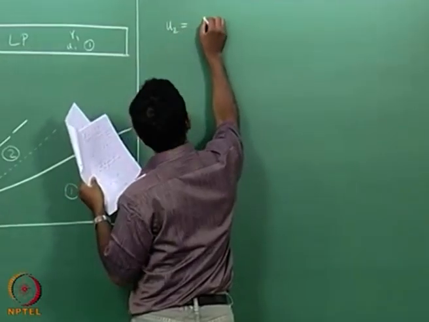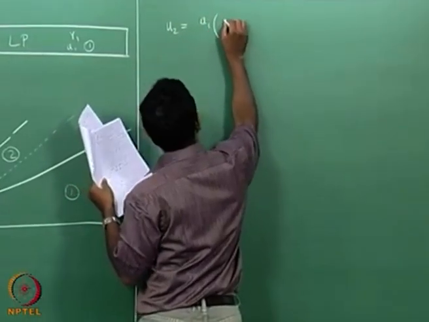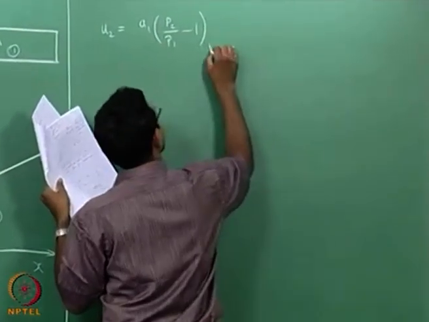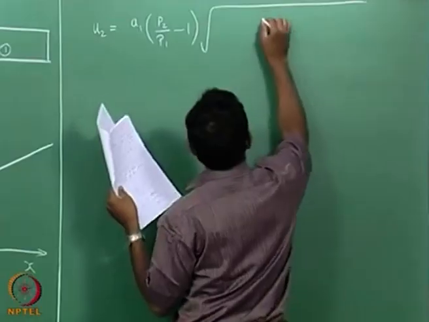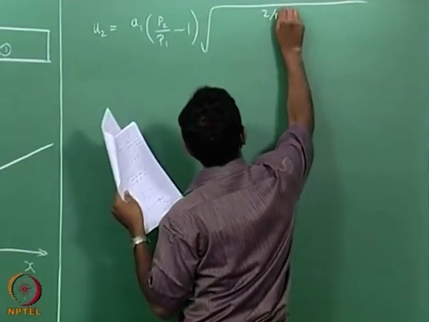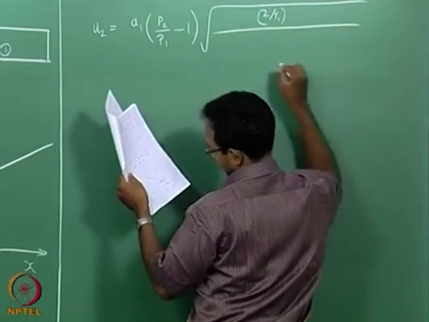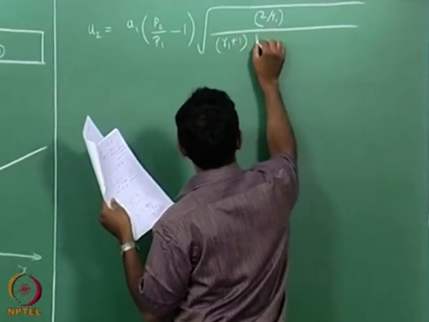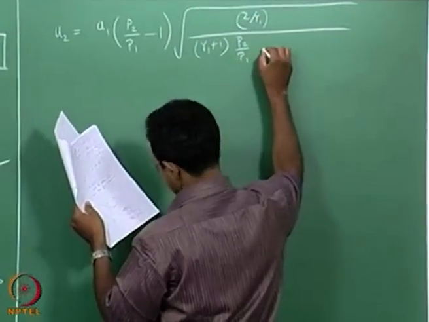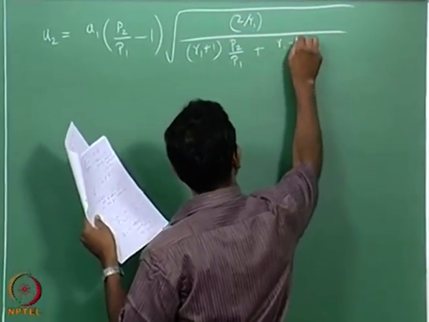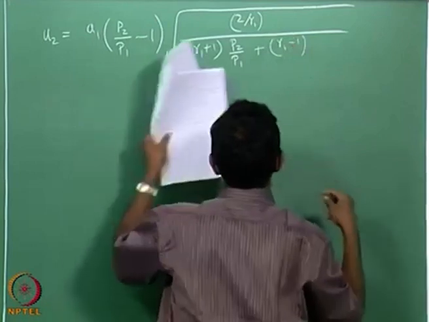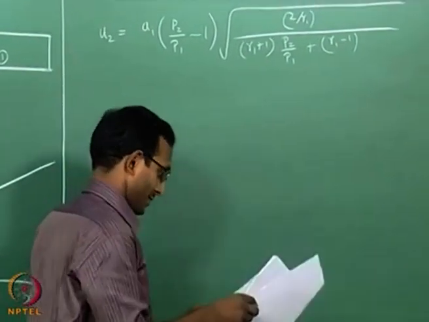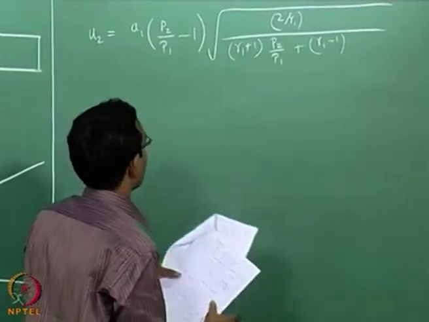u2 is equal to a1 times p2 by p1 minus 1. I have done some rearranging of terms which I do not want to discuss here. I believe you can get to this point with a little bit of algebra, it is not very complex. If you look at the formula there, it will be easily rearrangeable to this form, not very difficult. Okay. This is coming from the moving shock expression.